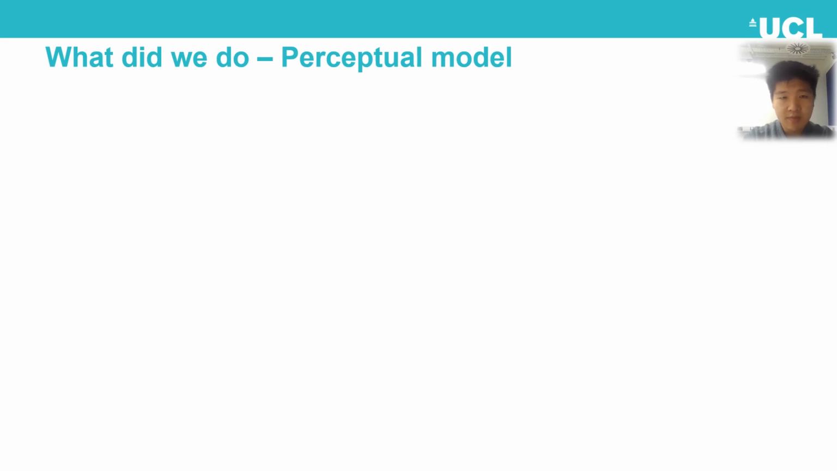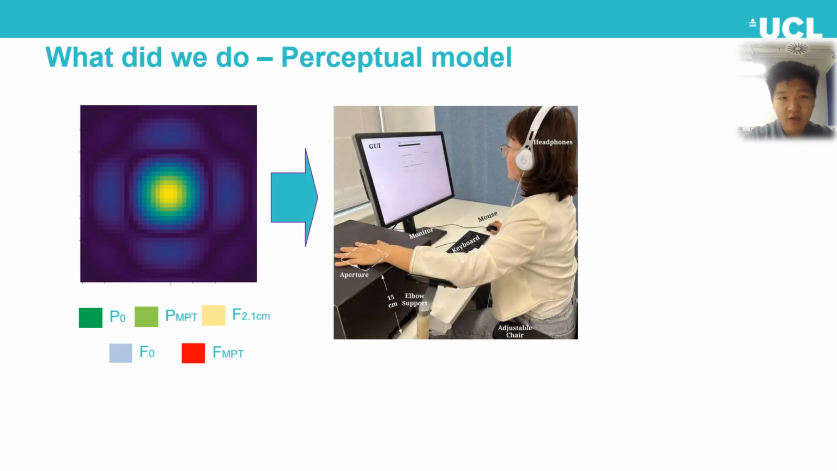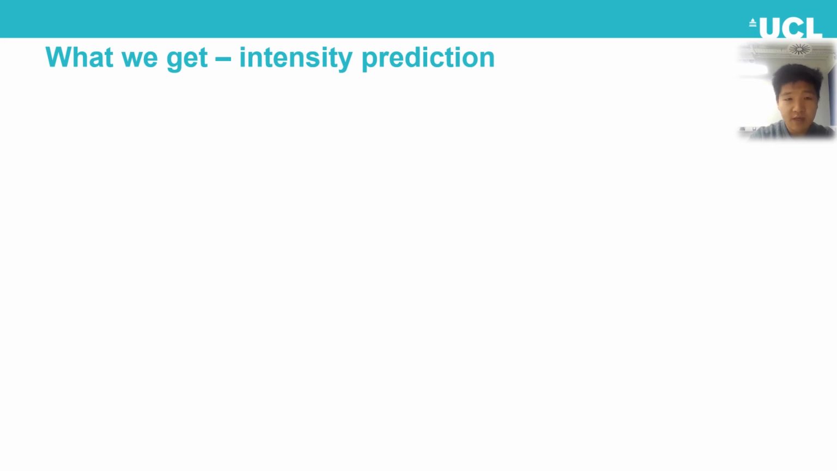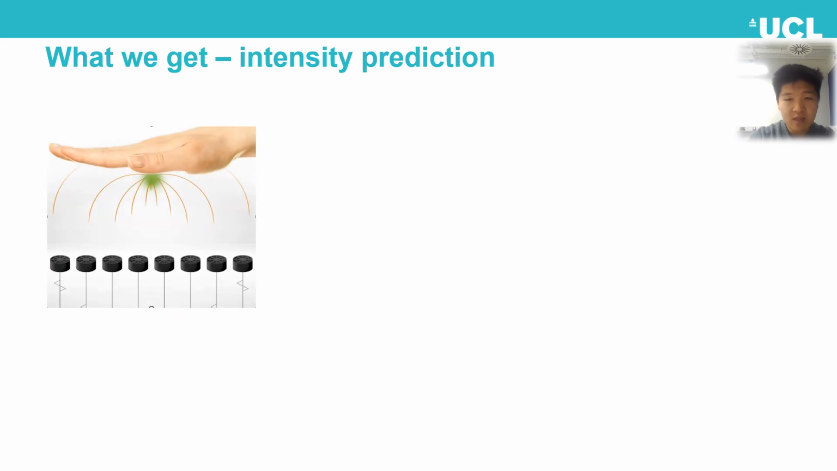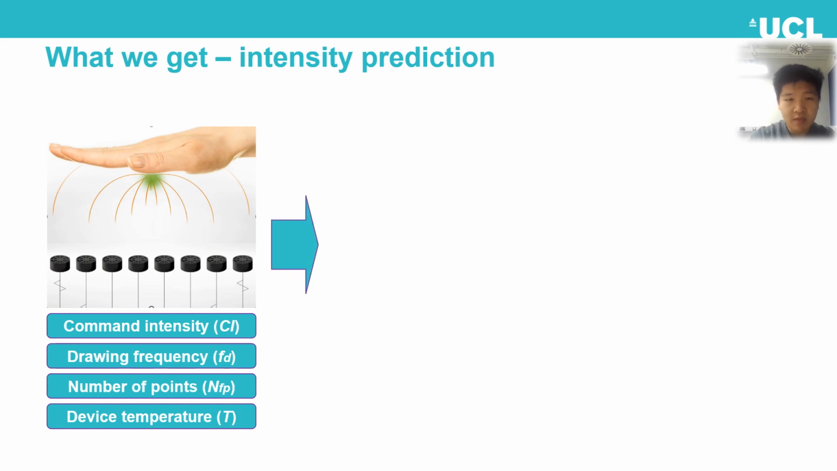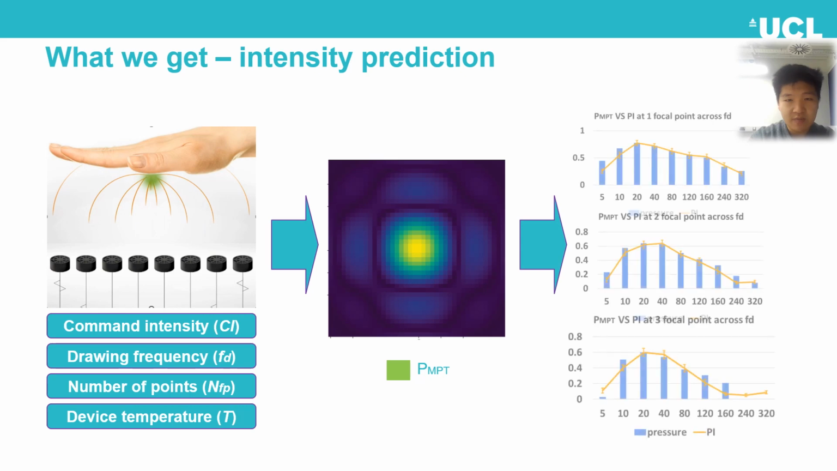Subsequently, we mapped the derived physical properties of the device to users' perceived intensity through a user study, and found the optimal properties for later perceived intensity prediction. Finally, we obtained a complete model that is capable of accurately mapping different ultrasonic media haptic device parameters, including commanding intensity, drawing frequency, number of focal points, and device temperature, to the optimal physical properties of the device and to users' perceived intensity.